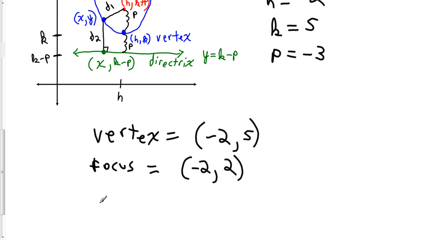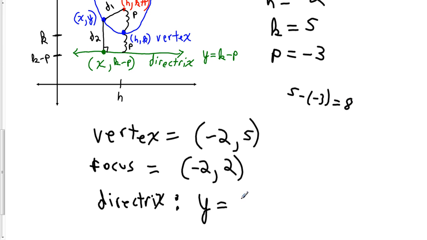They also ask for the directrix. Well, the directrix is a line. It's the equation of a line. In this case, it's the equation y equals k minus p. So y equals k, which is 5, minus p, which is minus negative 3. 5 minus negative 3 is equal to positive 8. So the directrix is the line y equals 8. So there I have the vertex, the focus, and the directrix.